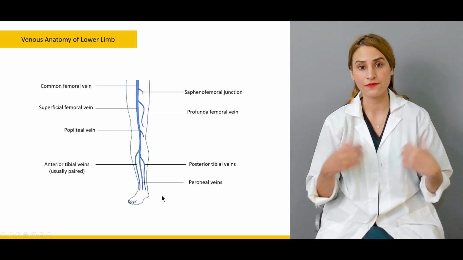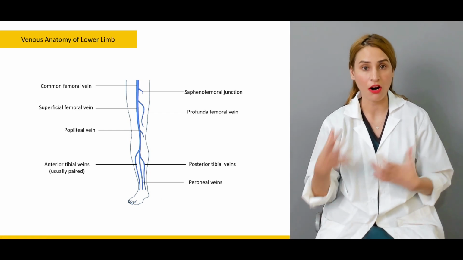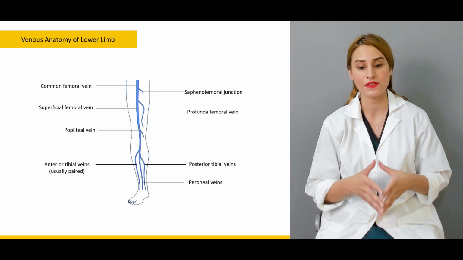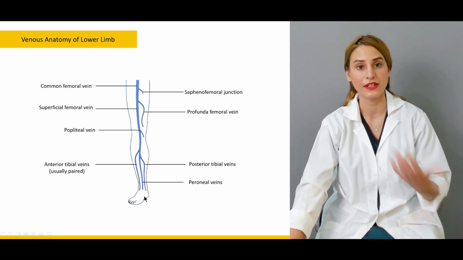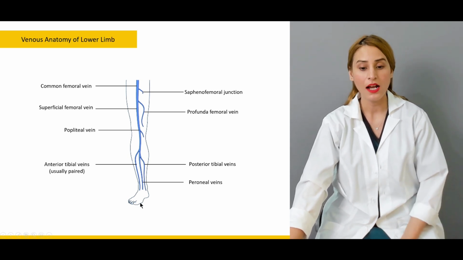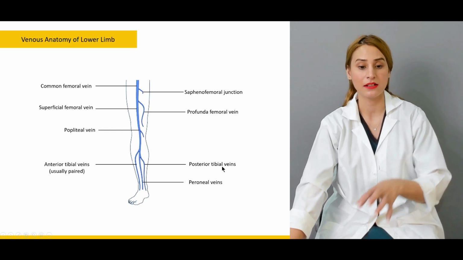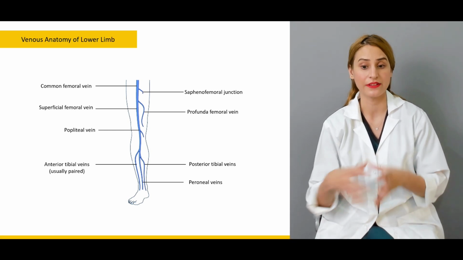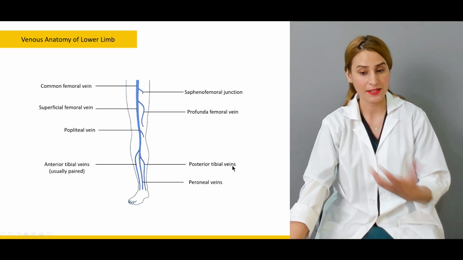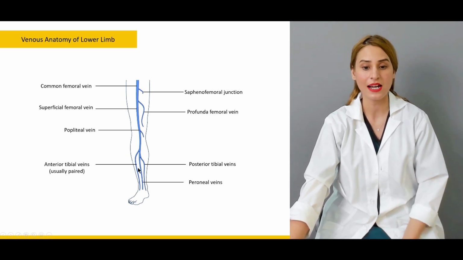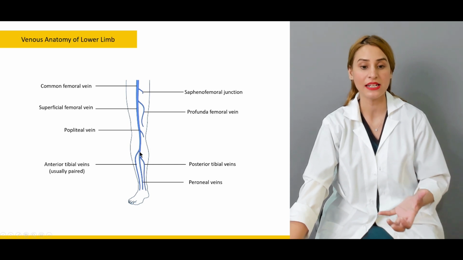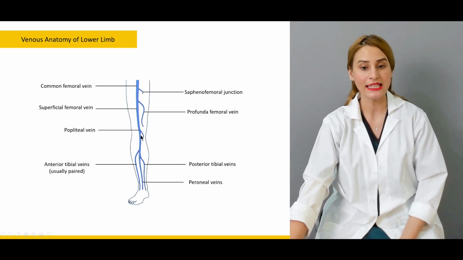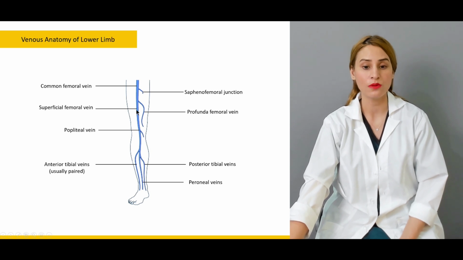These veins are actually formed by the dorsal arch, the lateral and medial dorsal arches of the foot. They're coming deep down from the dorsal arch or the dorsal venous network of the foot. They converge to each other and form the anterior and posterior tibial veins and the peroneal veins. You can see here in the diagram the peroneal vein, posterior tibial vein, and anterior tibial vein. They are usually paired together and join to form the popliteal vein. And then this popliteal vein goes deep down.